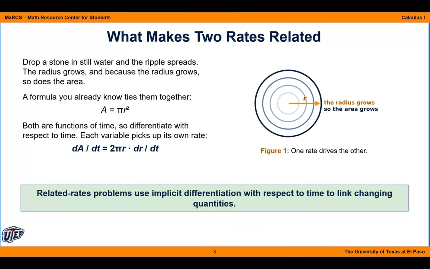Imagine dropping a stone into still water. As the ripple spreads, its radius increases, and its area increases with it. The two quantities are connected by the circle area formula. Area equals pi r squared. Because A and r change with time, differentiate the equation with respect to time. The derivative of A with respect to t is equal to 2 pi r times dr/dt. This equation links the area rate to the radius rate. It also shows that the area rate depends on the current radius, not only on how quickly the radius is growing. That is the central idea of related rates. An equation connecting changing quantities also connects the rates of change.